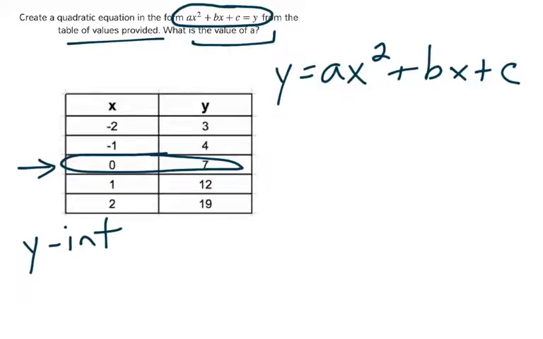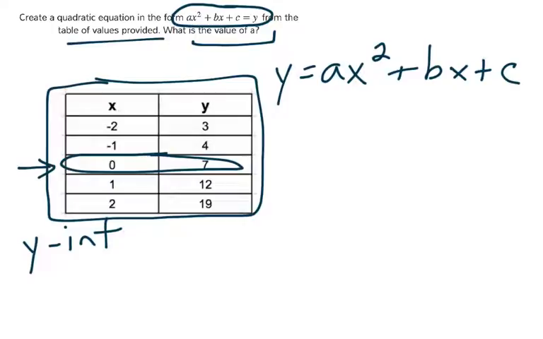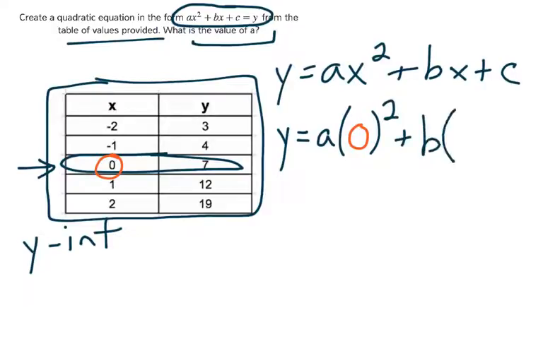So the first thing I would do is just plug in some numbers I know. So you're given all these points in this table. All of these are valid points, so you can plug any of them in. I picked the easiest ones generally. I'm going to start with 0. So y equals a times x. So instead of x, I'm going to plug in the 0 here. Squared plus b times x. Again, it's 0. And then I have the plus c.